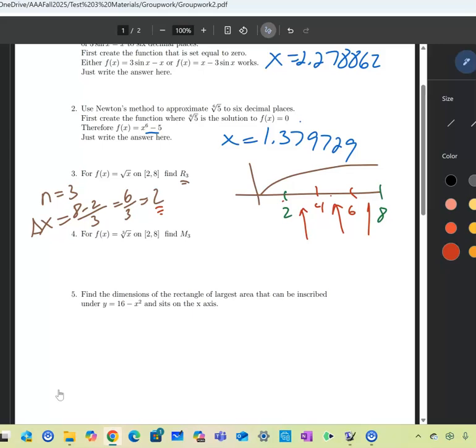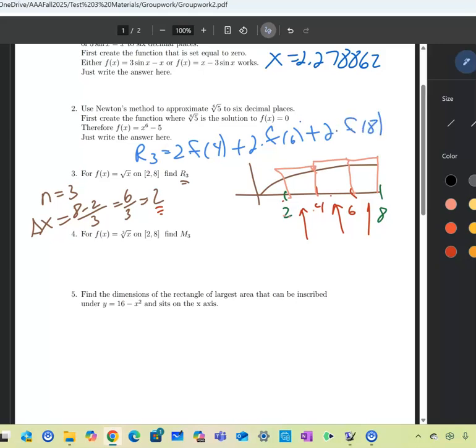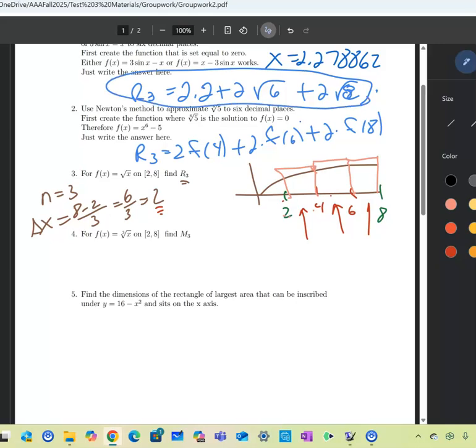This says use the right-hand endpoint. So between here, I use this endpoint. There it is. Here, I use this endpoint. Here, I use this endpoint. So my R sub 3 would be the width of 2 times f of 4 plus the width of 2 times f of 6 plus the width of 2 times f of 8. And so just plugging that into the function is all I would need. So 2 times root 4, which is 2, plus 2 times root 6 plus 2 times root 8. And that's a fine answer, just like that.